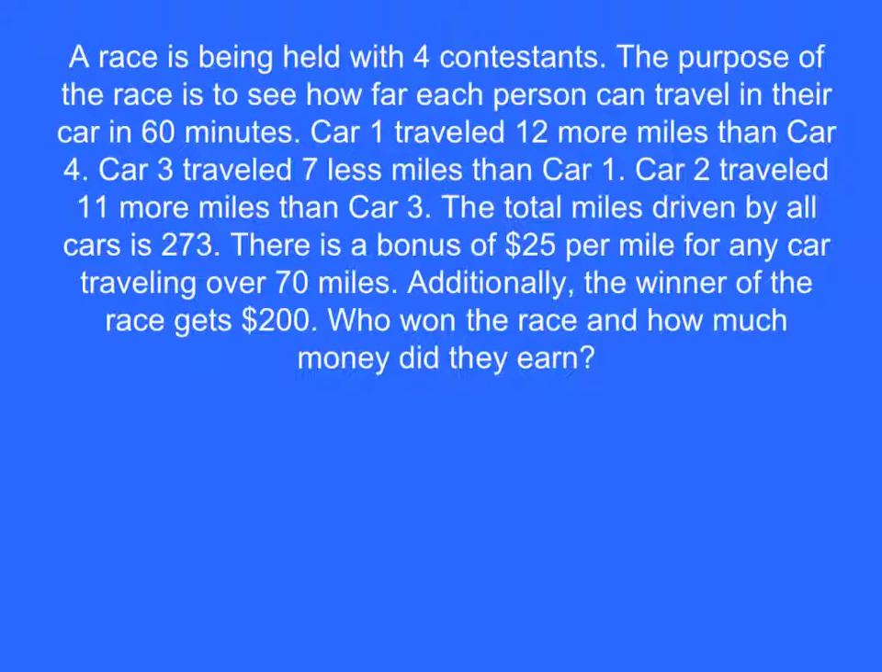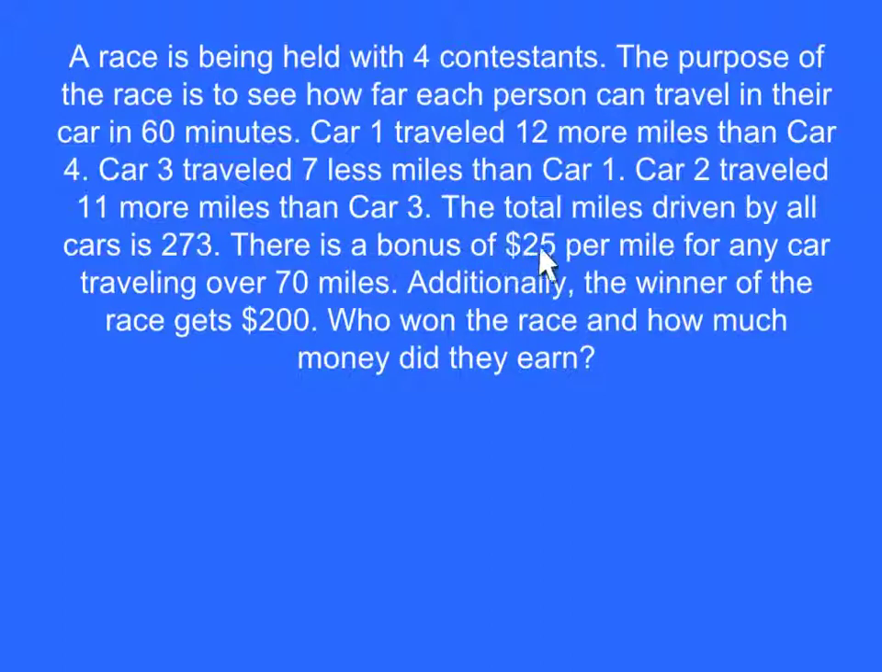There is a bonus of $25 per mile for any car traveling over 70 miles. Additionally, the winner of the race gets $200. Who won the race and how much money did they earn? So look at the bonus for this one. The total miles driven is 273. There is a bonus of $25 per mile for any car traveling over 70 miles. Does that mean they get $25 per mile that's over 70, or do they get $25 per mile for everything?